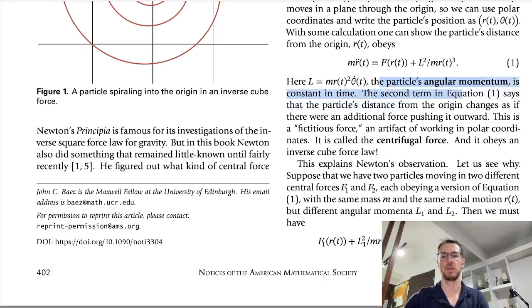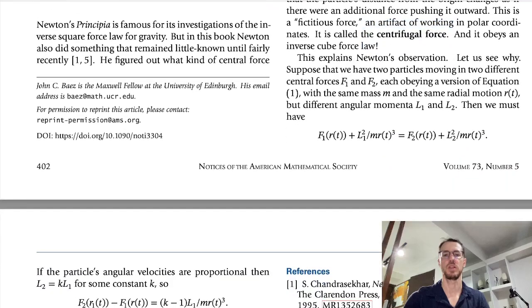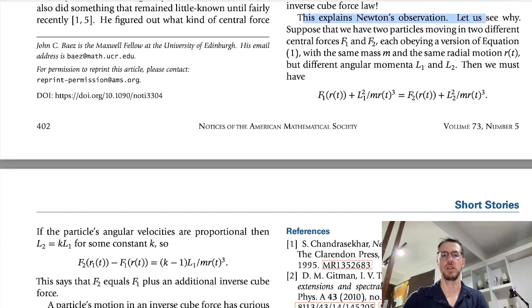The second term, L^2/(m r(t)^3), in the equation says that the particle's distance from the origin changes as if there were an additional force pushing it outward. This is a fictitious force, an artifact of working in polar coordinates. It's called the centrifugal force, and it obeys an inverse cube force law. This explains Newton's observation. Let us see why.